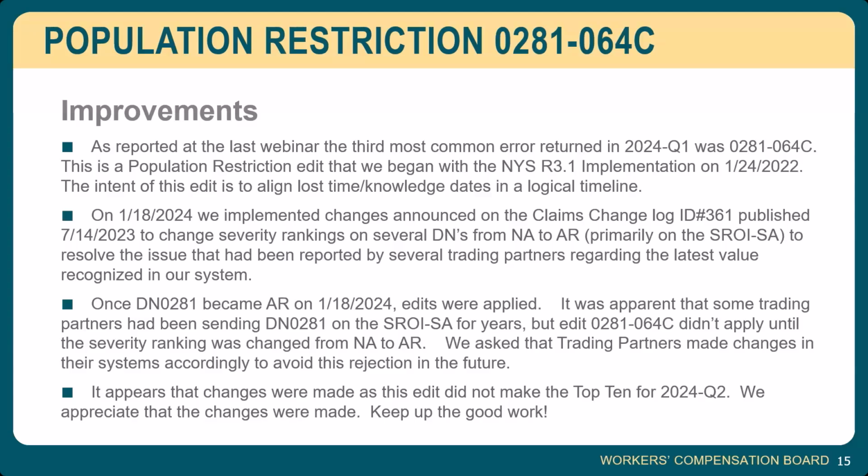trading partners were likely sending DN281 on that FROI SA for several years. Since that edit didn't apply previously, we were ignoring it. Now we're not, and we asked trading partners to make changes. It appears that those changes were made, as it did not even make the top 10 for this quarter. So again, thank you for making those changes, and keep up the good work.